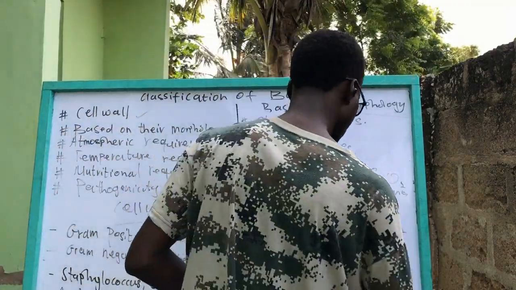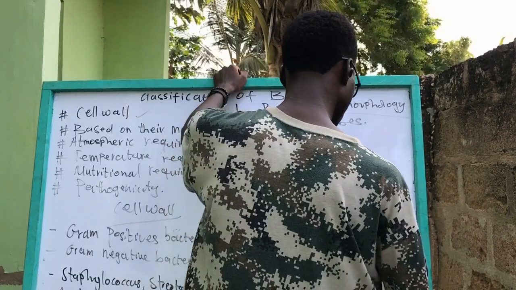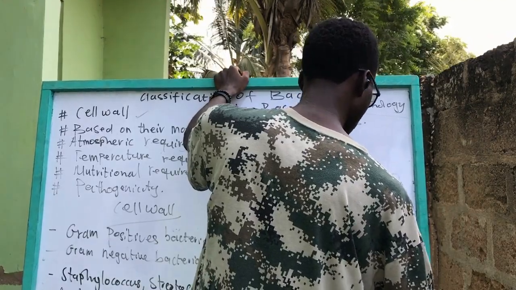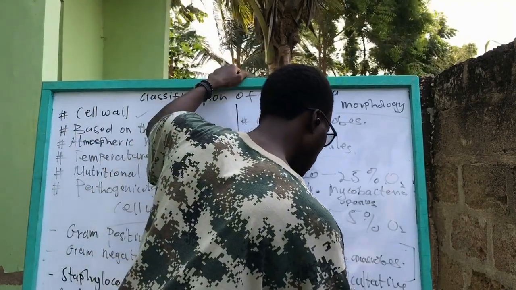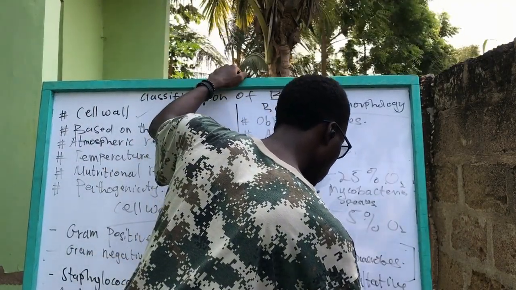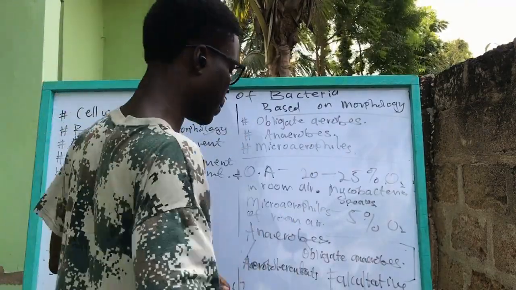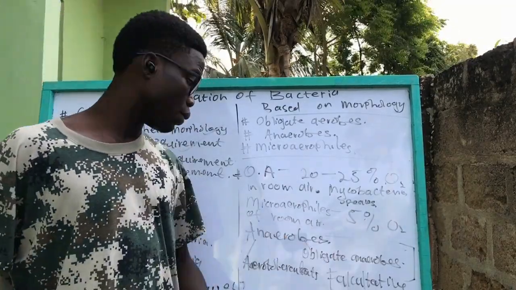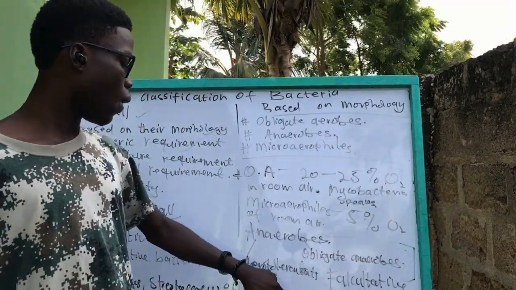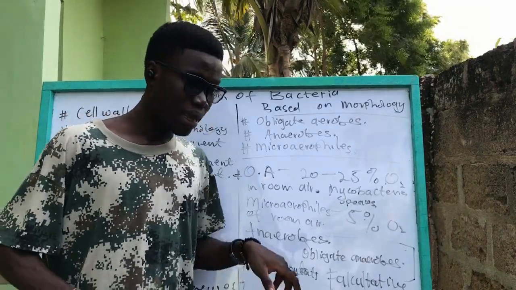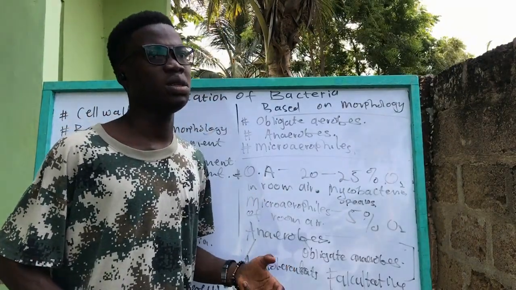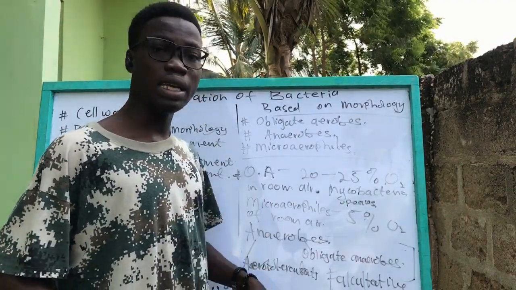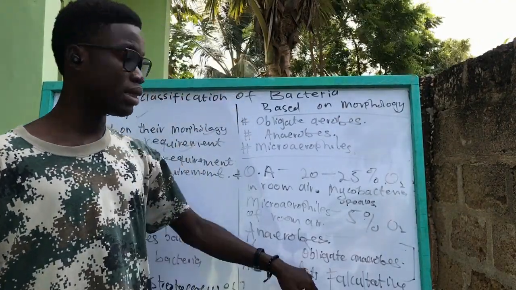Finally we have the facultative anaerobes. Alright, so under the anaerobes, we have aerotolerants, obligate anaerobes, and facultative anaerobes. So the aerotolerants, as the word goes, are able to tolerate some amount of oxygen. They don't really need oxygen to survive, but when you give them some quantity of oxygen, it doesn't matter, they can still survive. So these are aerotolerants, they can tolerate oxygen.